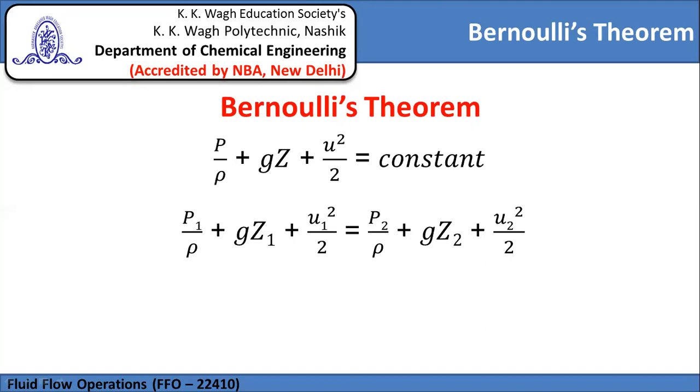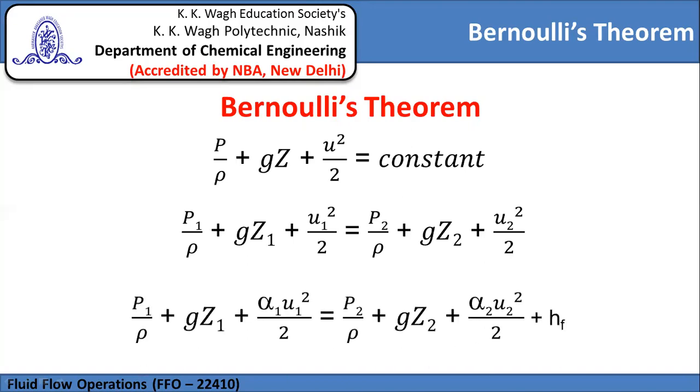Bernoulli's theorem is for the inviscid fluid, meaning for the frictionless fluid. So for real fluids, the Bernoulli equation will be P1 upon rho plus Gz1 plus alpha 1 U1 square upon 2 is equal to P2 upon rho plus Gz2 plus alpha 2 U2 square upon 2 plus HF, where alpha 1 and alpha 2 are the correction factors for kinetic energy and HF is the correction factor for the friction of the fluid through the pipeline.